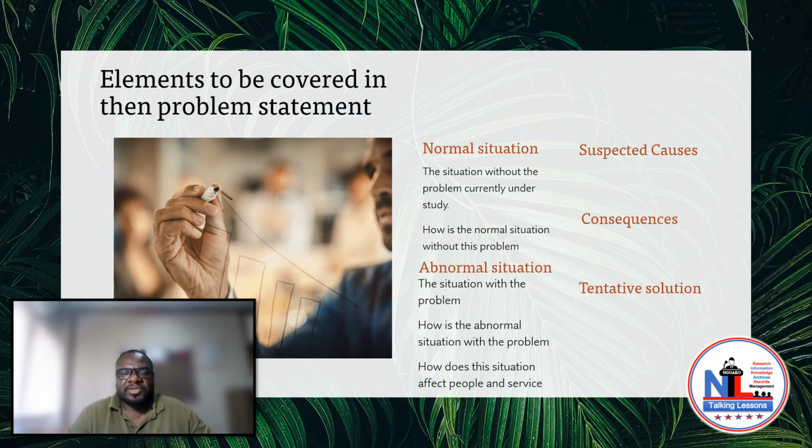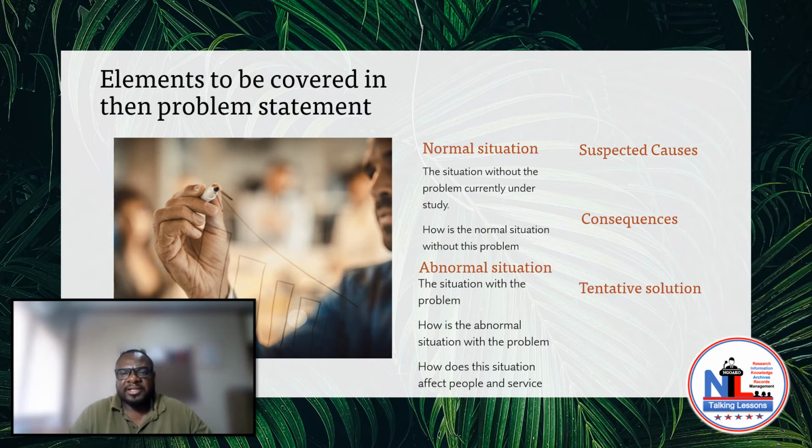And then also show the abnormal situation, the situation with the problem. And how is the abnormal situation with the problem? How does this situation affect people and services? You must show the difference from the normal and the abnormal situation that is happening with the problem. How does the problem interfere with the normal situation?